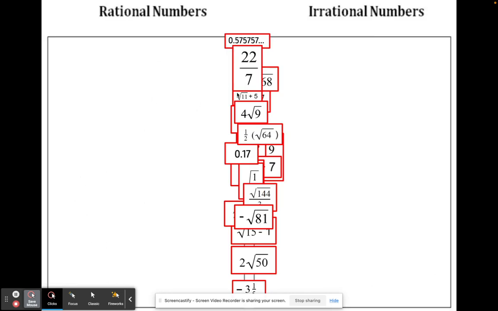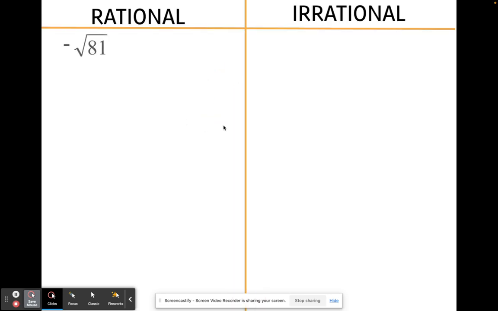22/7. Is it written as a fraction? Yeah. Negative 80, square root of 81. Square root of 81 is 9. It is a rational number. Square root of 9/16. This would be 3/4. It is a rational number. Square root of 1/4. This would be 1/2. Rational number. 22/7, written as a fraction. It's a rational number.